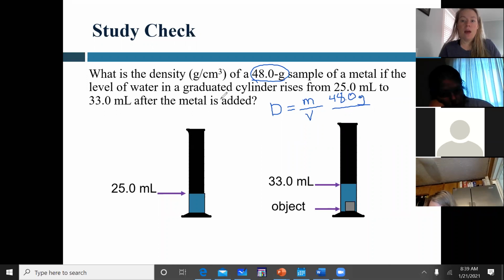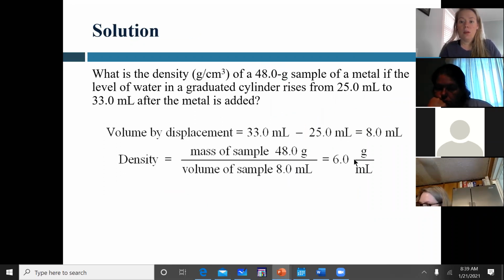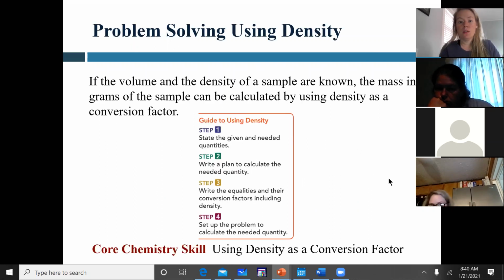My volume, I have to calculate that, right? So I need to take 33 and subtract 25, which would give us what, 5, 6, 7, 8, 8.0. I'm going to use 0.0 because we're subtracting, so 8.0, and the units are milliliters. So this divided by this should give us a value of 6 grams per milliliter. It wants it in grams per centimeter cubed. Okay, milliliter and centimeter cubed are the same unit, so you could just swap that out for centimeter cubed.